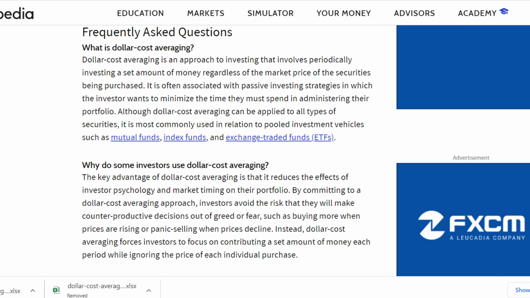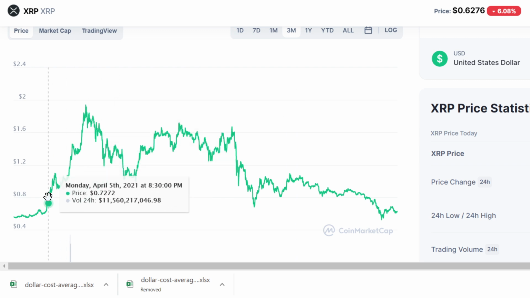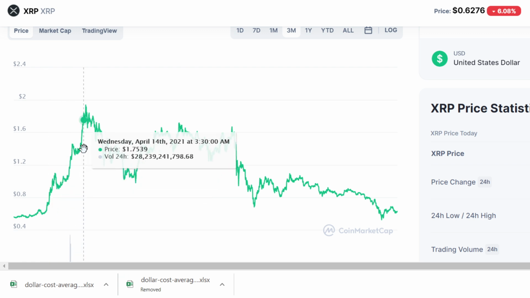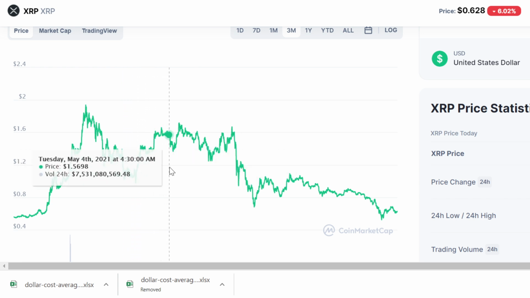So what I'm going to do now is show you an example with the XRP price. On the 5th of April, it was 61 cents. Then if I go over to the 5th of May, we were at $1.39. So you can see the difference. You might say, but dude, if I went all in on the 5th of April, it would have been much better.